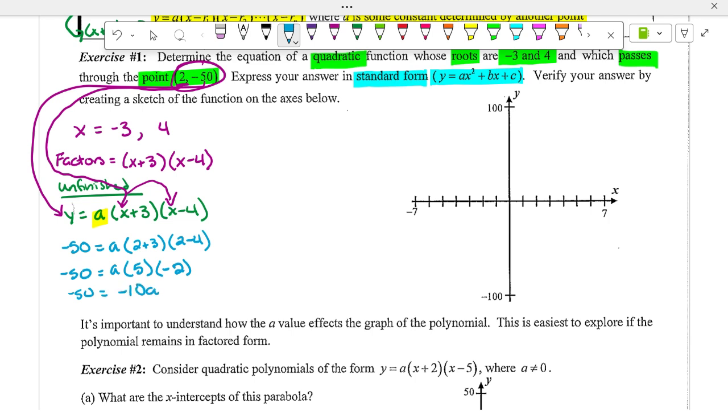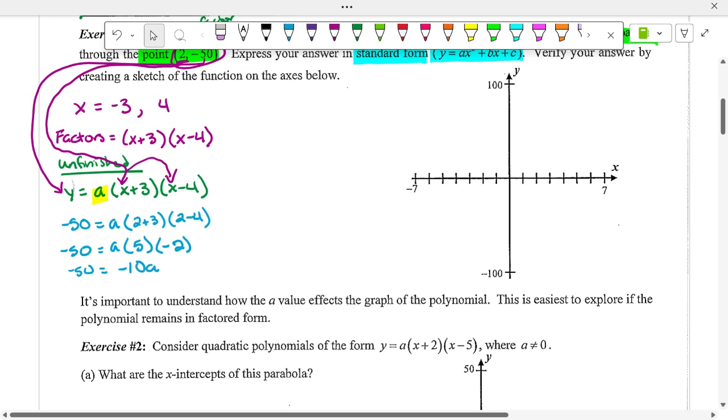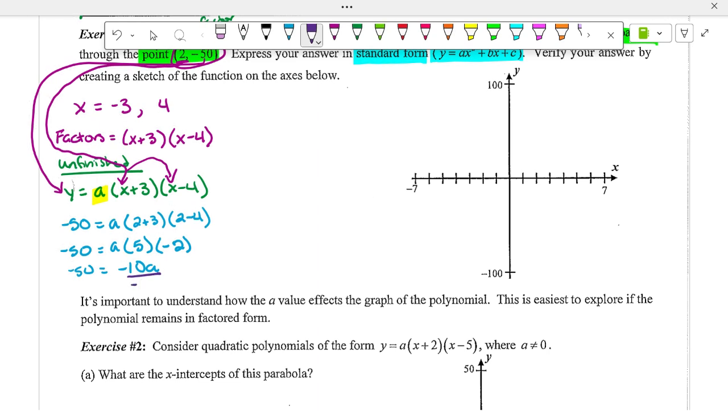So I have negative 50 is equal to, I'm going to put the negative 10 in front because it doesn't matter with multiplication because it's commutative. I mean, you could switch the values. Negative 10a. And now I got me a nice little one-step equation. So what's the only thing I got to do to solve for a? Divide both sides by negative 10. So my a is equal to what? Not negative 5, but positive 5 because the negatives cancel out. So that's my a value.